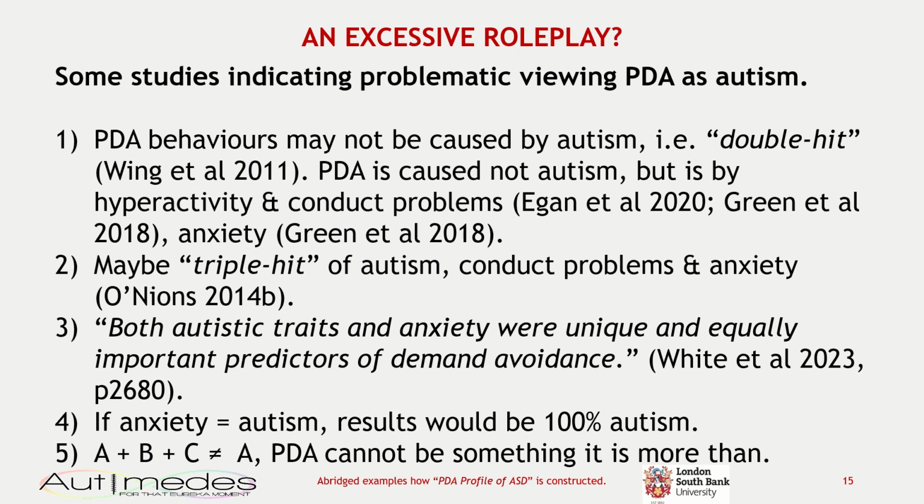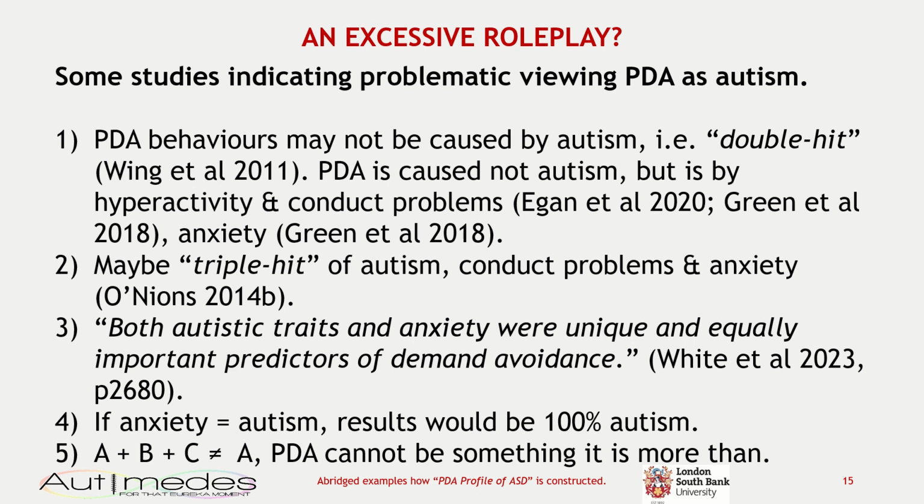And this matters because if autism had expanded to include PDA features, you wouldn't be seeing these results. You'd just be seeing PDA is predicted by autism. So, for example, if you take the Whitehead results, you wouldn't be saying PDA is predicted by both autism or autistic traits and anxiety, and both are unique and equally important predictors. You'd just be saying PDA is predicted 100% by autism. So the fact that these results are being reported tells us that autism has not expanded to include PDA features.